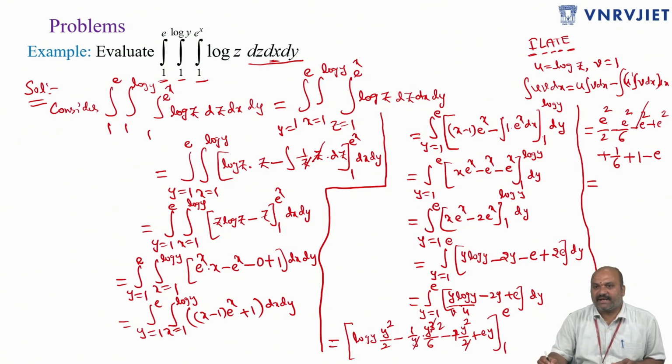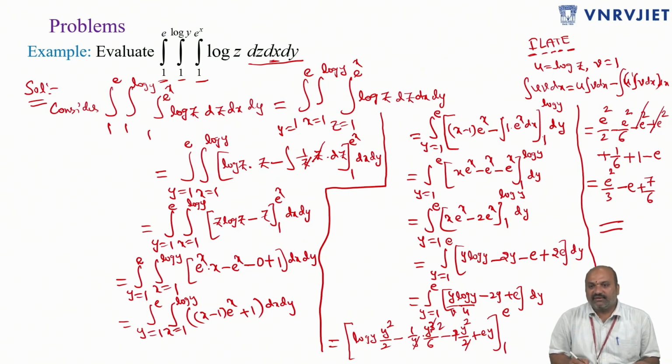Let's simplify this one. See, plus e square and minus e square get cancelled. So e square by 2 minus e square by 6. Let's take LCM, it is 6. 3e square minus e square, 2e square by 6, which means e square divided by 3. Okay. Plus minus e plus 6 plus 1, 7 by 6. So this is the value of the integral. So, if the integral limits are given in Cartesian coordinates, we evaluate a triple integral like this.